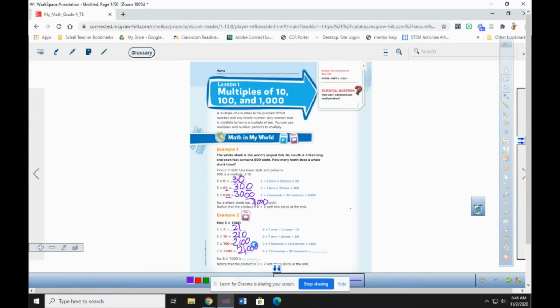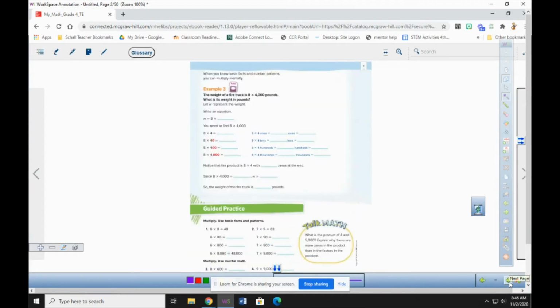So 3 times 7,000 is 21,000. You can see in both of these examples, we took the very basic math fact, and then however many zeros there were, we added that to the end of our answer. When you know basic math facts and number patterns, you can multiply in your mind. You can multiply mentally.